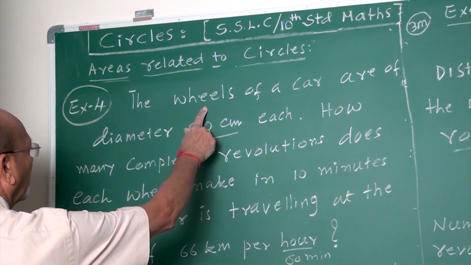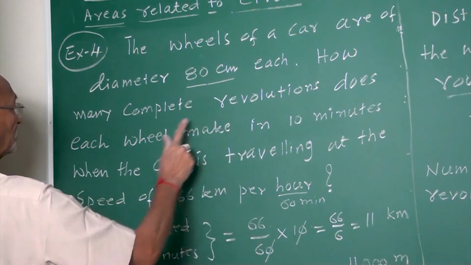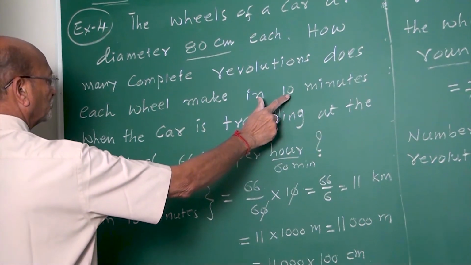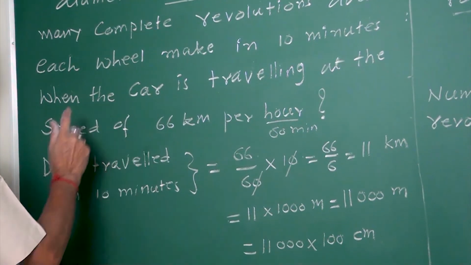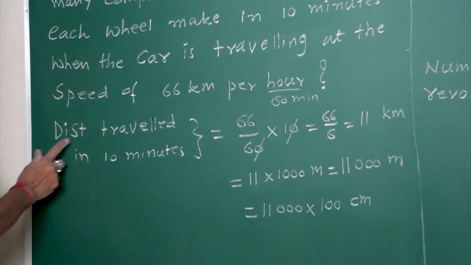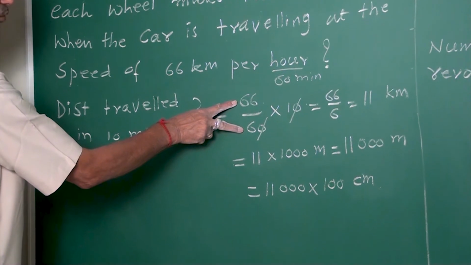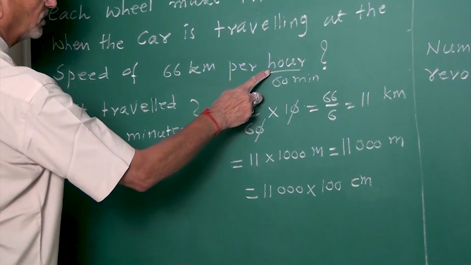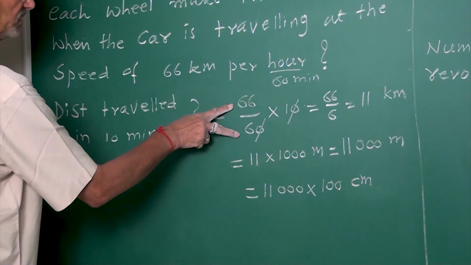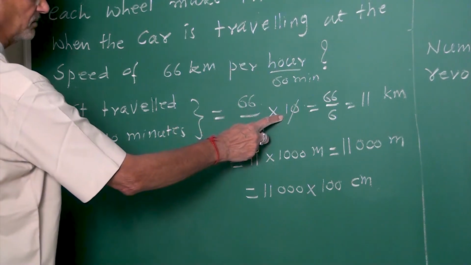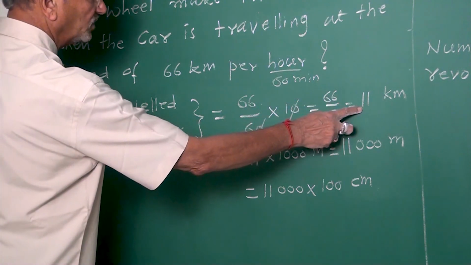The wheels of a car are of diameter 80 centimeters each. How many complete revolutions does the wheel make in 10 minutes when the car is traveling at the speed of 66 kilometers per hour? First, my friends, the distance traveled by the car in 10 minutes. In 1 hour, which is 60 minutes, in 1 minute it is 66 upon 60. You want it in 10 minutes, so multiply by 10. Cancelling, 66 upon 6, 11 kilometers.